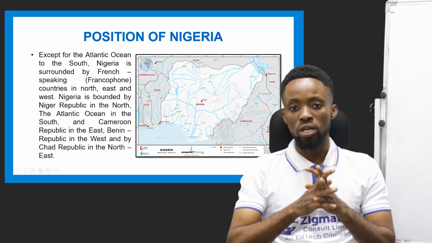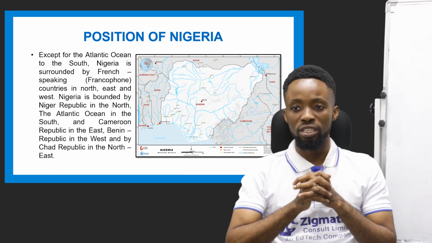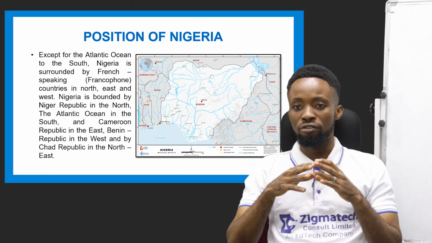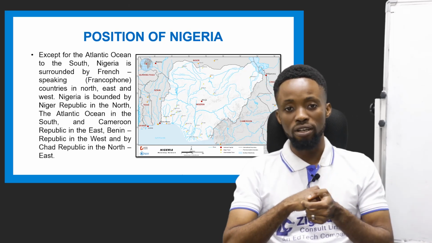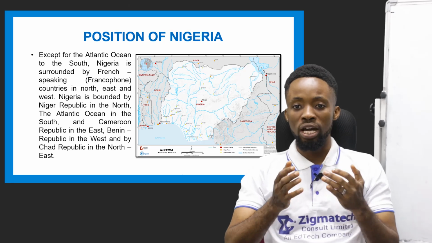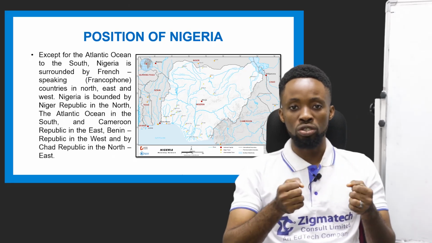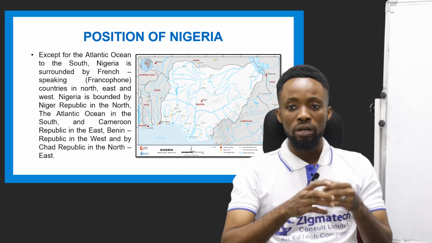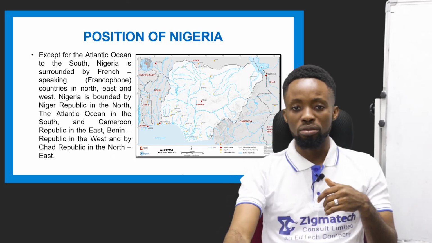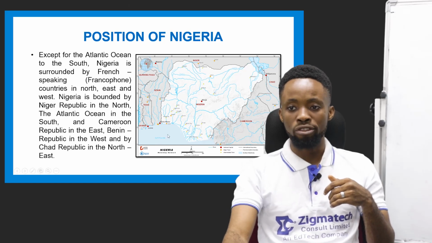Now, let's look at the position of Nigeria. We are aware that Nigeria is found in West Africa. Now, what are the countries or bodies surrounding Nigeria? If you look at the southern part of Nigeria here, we have the Atlantic Ocean.